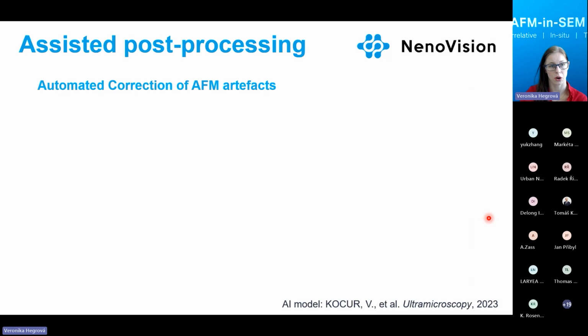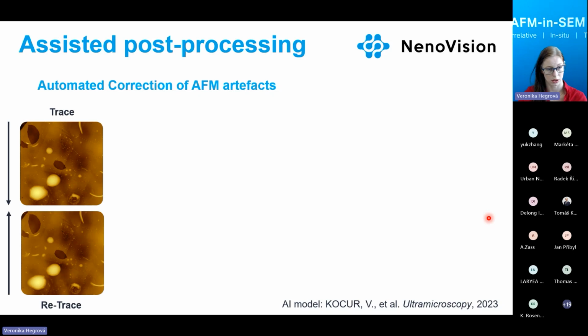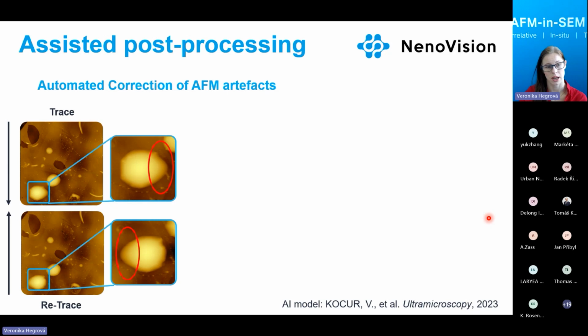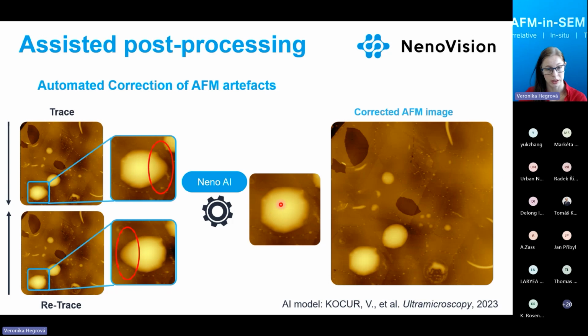From the post-processing automated functions, we have automated correction of AFM artifacts. If you have trace and retrace of the topography, for instance, you can see that there is an edge artifact, overshooting. Using the automated functions, we are able to get a nice image. Of course, this is optional, because for some surface roughness analysis, probably we don't want to interfere with the raw data.